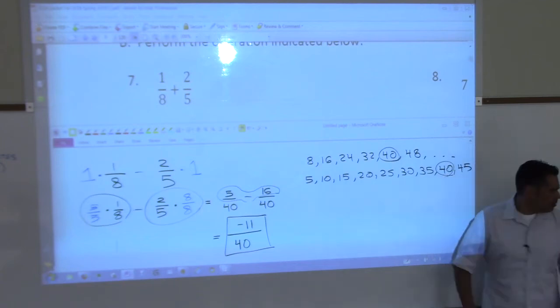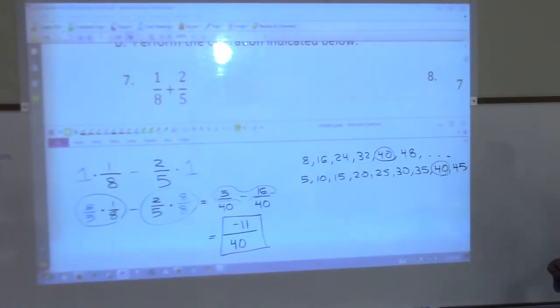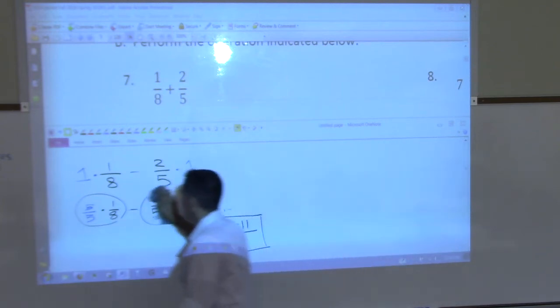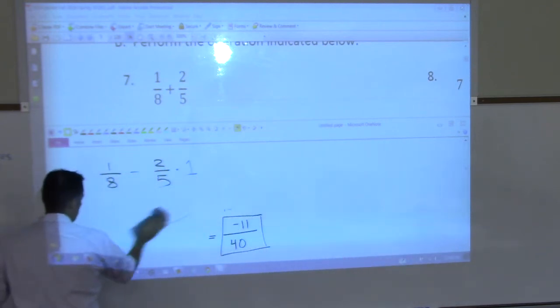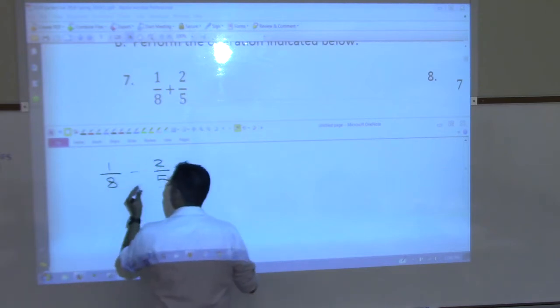All right, is there another way to add fractions? Has anyone ever learned a different way than what I just did? There's a shortcut. Would y'all like to see a shortcut method? Now, there's pros and cons to the shortcut method, but it works really good here.